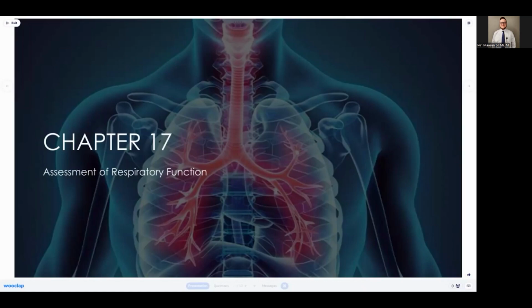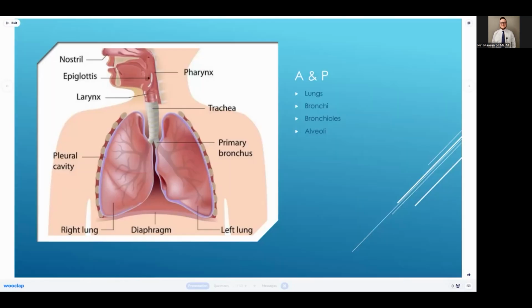So, Chapter 17 is assessment of respiratory function. There's some basic anatomy and patho covered here, and then diagnostic tests and how we assess a patient's respiratory function. So, let's get started.